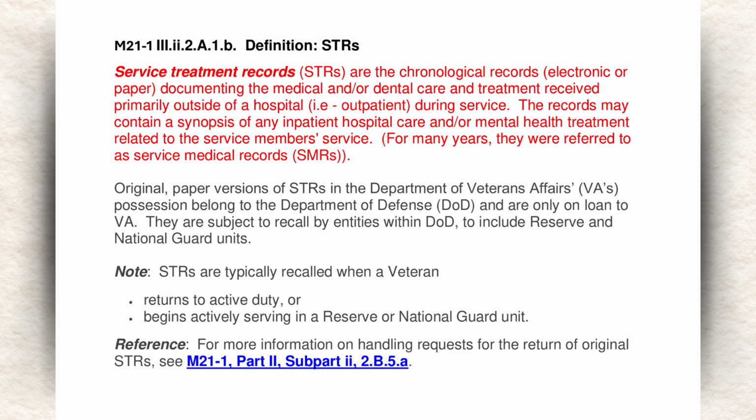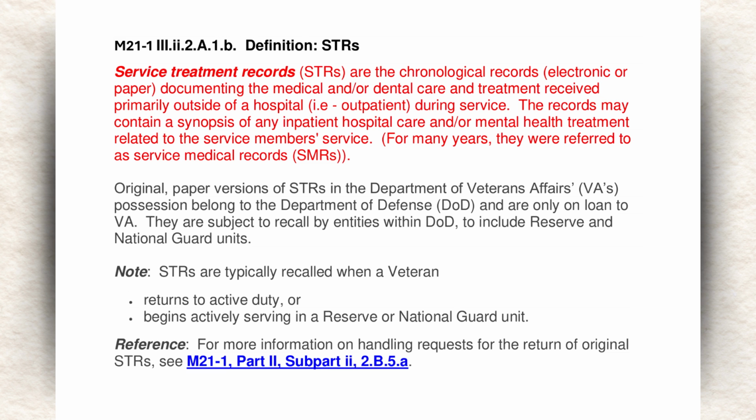Slide number 2. Here in slide number 2, this is the definition of service treatment records. Service treatment records, STRs, are the chronological records, electronic or paper, documenting the medical and or dental care and treatment received primarily outside of a hospital during service. The records may contain a synopsis of any inpatient hospital care and or mental health treatment related to service members' service. For many years, they were referred to as service medical records. When I rated, we called them STRs.